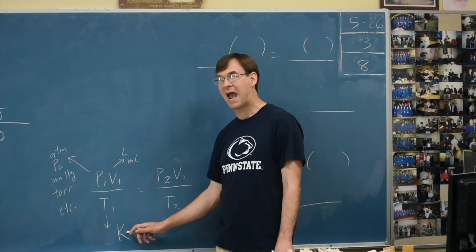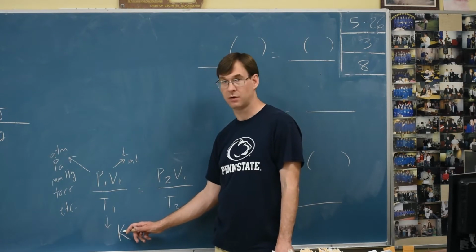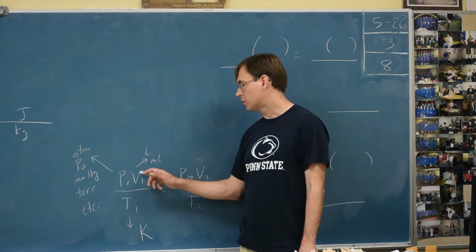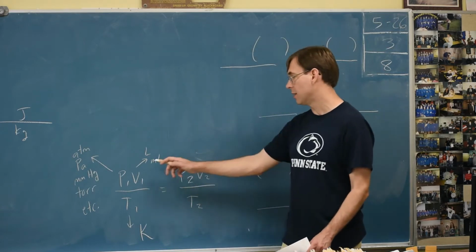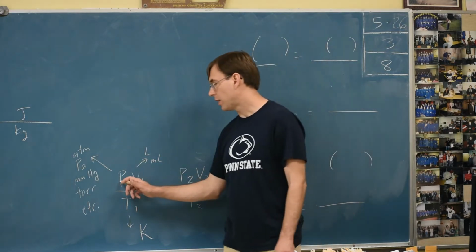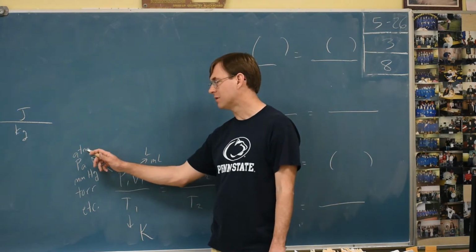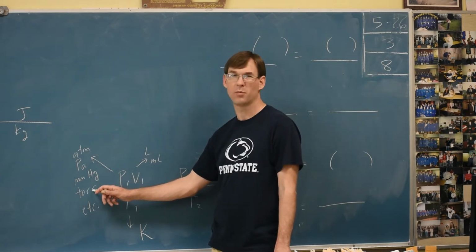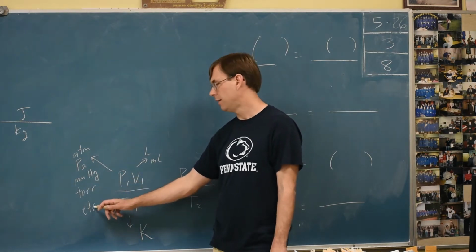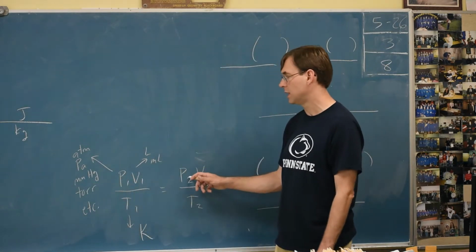The temperatures have to be in Kelvin, so if they give you Celsius, you have to add 273. The volumes could be liters or milliliters, it doesn't matter, they just have to be in agreement with each other. The pressures could be any of, I think there were 8 things that we memorized. Atmospheres, pascals, millimeters mercury, and torr were probably the 4 most common. Doesn't matter which one they do, there just has to be a consistency between the two.